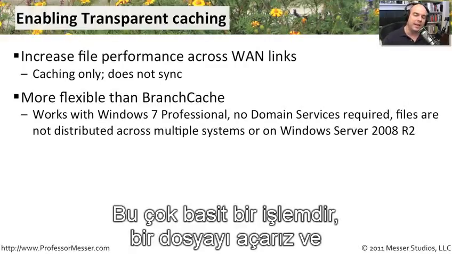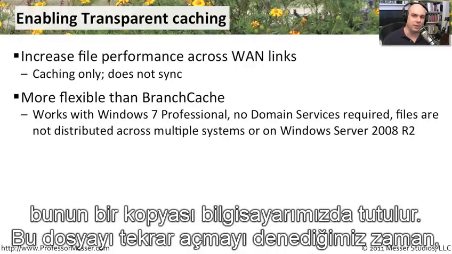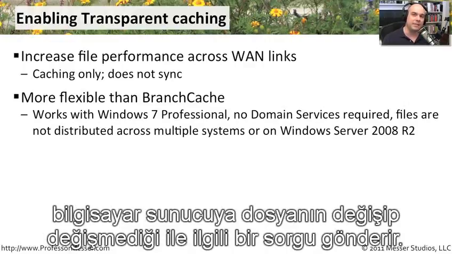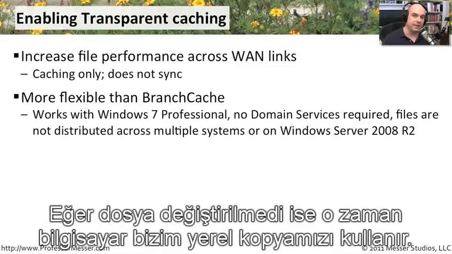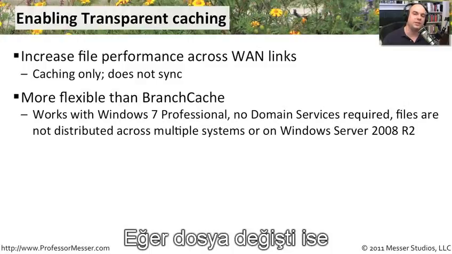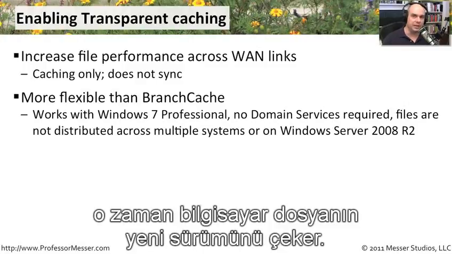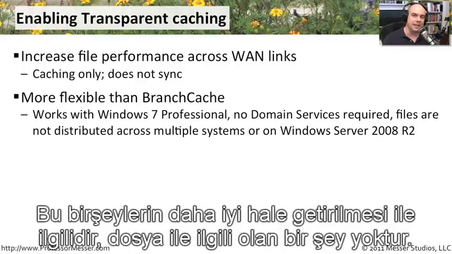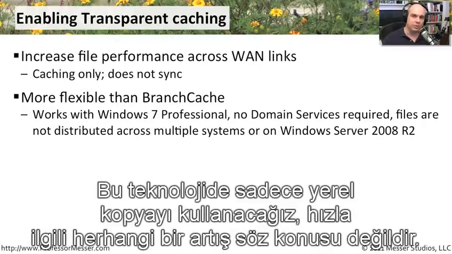When we open a file, it keeps a local copy also on our computer. When we try to open that file again, it queries the server to see if the file has changed. If the file has not changed, we'll simply use our local copy of it. If the file has changed, we'll then pull down a new version. So it's something that optimizes that. If nothing's happened to the file, we'll just use the local copy and it'll speed things up quite a bit.